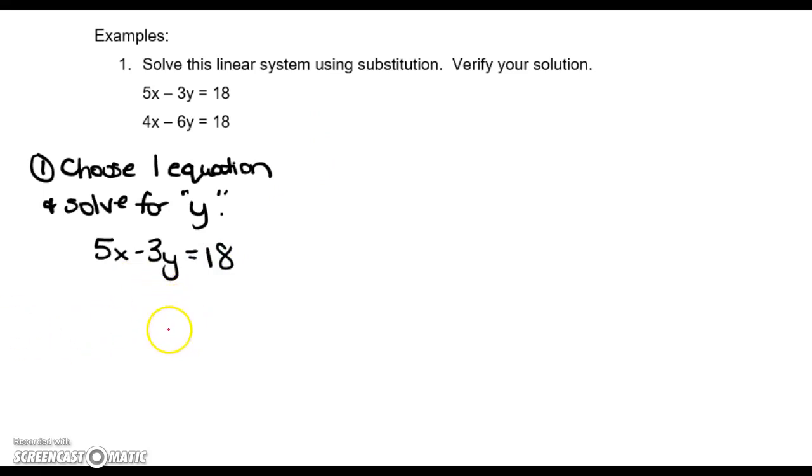I'm going to use my proper rules for solving equations. I want to move the stuff that's farthest away from y, so I always do my adding and subtracting first. Here we have a positive 5x, so I want to subtract 5x. Make sure what you do to one side, you do to the other. 5x minus 5x makes 0, so I'm left with negative 3y is equal to. Here 18 and negative 5x are not like terms, so we cannot combine the two. You have to just write them as they are.